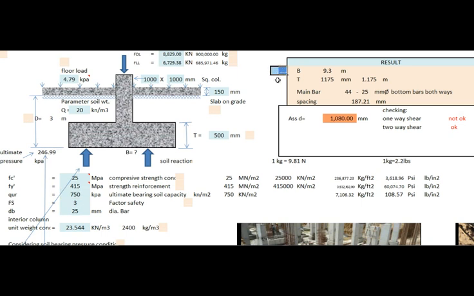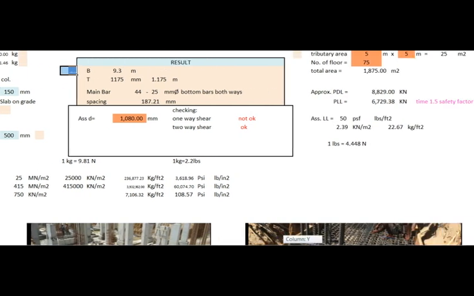If we try 75 floors with a load tributary of 5 meters by 5 meters, with assumed design parameters, the size of the square footing will be 9.3 meters and the depth is 1.175 meters. Check one-way shear is not okay and check the two-way shear. The main bars are 44 numbers of 25 mm diameter bottom bars both ways with a spacing of 187.21 mm. If any are not sufficient to resist the loads, we will check the formulas and RCD codes. Although we can check it in structural software, we must first understand the theoretical manual approach.